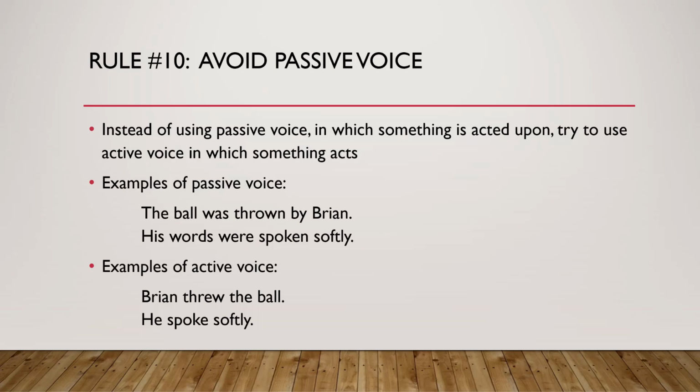Here are examples of passive voice. "The ball was thrown by Brian." So the ball is being acted upon and is being thrown. "His words were spoken softly." So they were spoken. It's passive again. Examples of active voice would be "Brian threw the ball," instead of "the ball was thrown by Brian." Instead of "his words were spoken softly," say "he spoke softly." These are active sentences, and that's what you should try for: active voice as opposed to passive voice in your sentences.